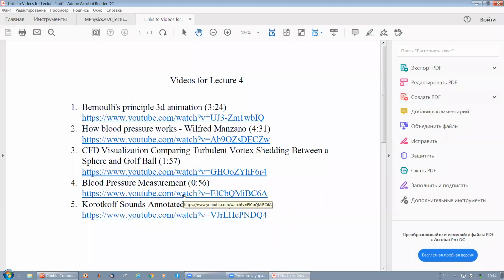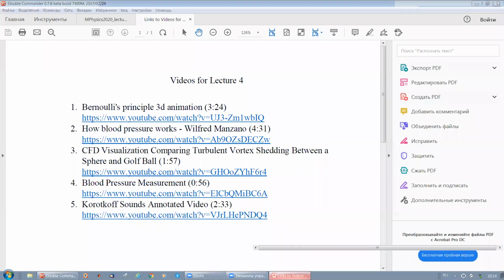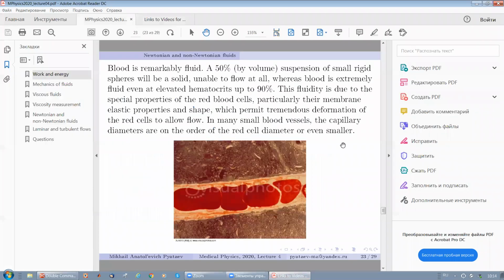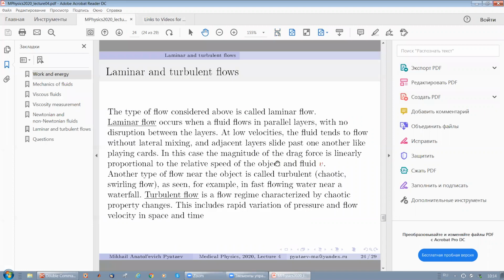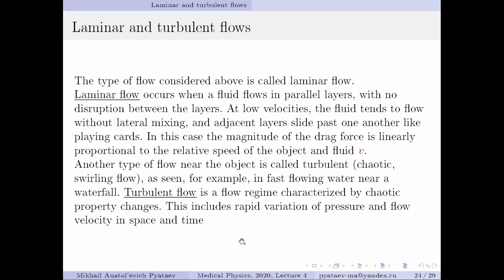I'd like to show you 2 more videos, and before we do this, I'd like to say a few words about laminar and turbulent flow. So we have discussed two types of flow, viscous and non-viscous: ideal liquid with non-viscosity, and Poiseuille flow for viscous flow. So both those discussions were dealing with so-called laminar flow.